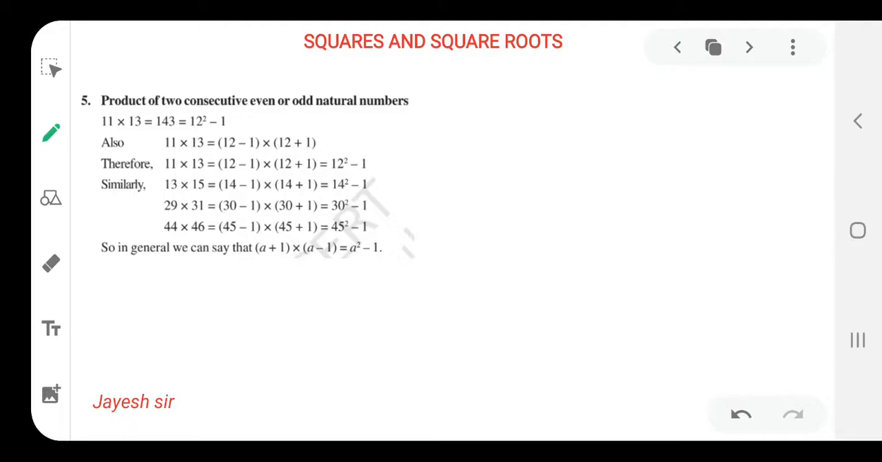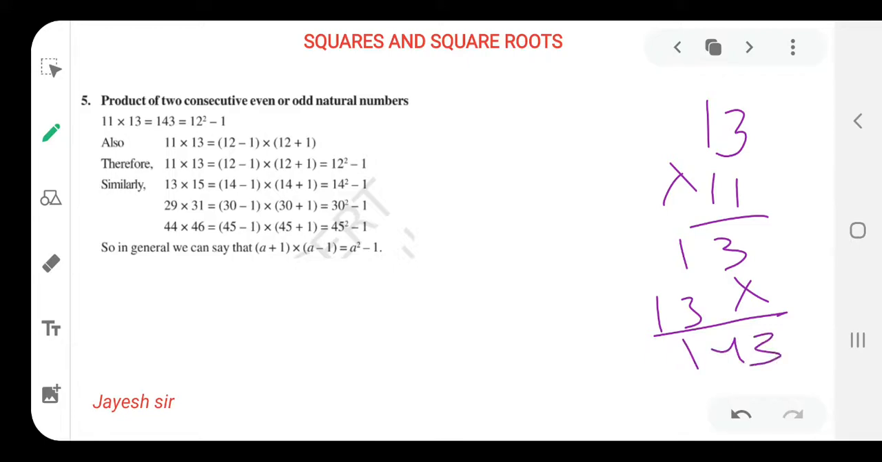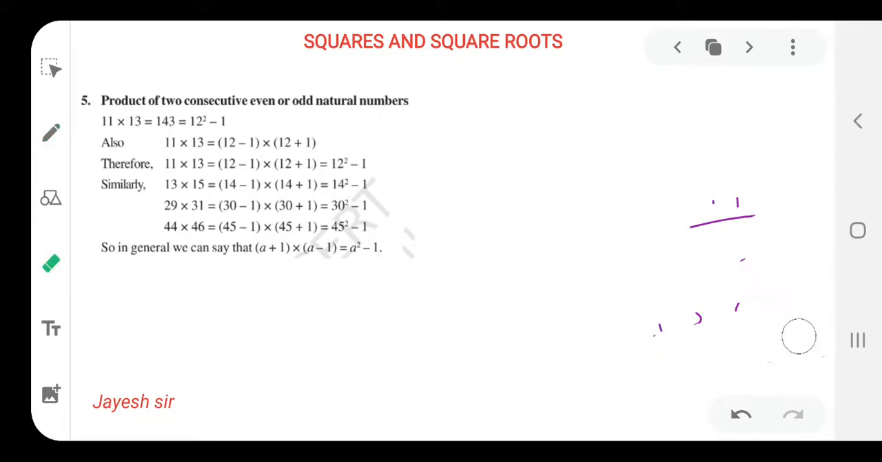That is, if you want to multiply 11 into 13, first I am solving by your method. 13 into 11, 13 into 13, the answer is 143. But if you learn the square, then it would be easier for you to solve. Here the answer is 143. You all can see we have got it by your method.